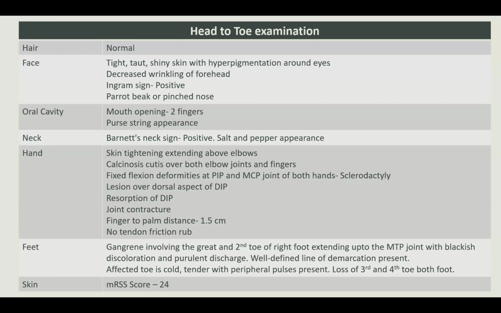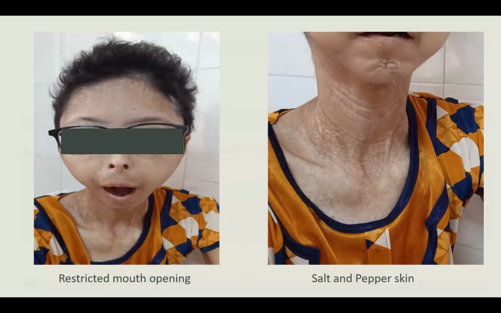Her finger to palm distance was 1.5 centimeter and there was no tendon friction rub. She had gangrene involving the great toe and the second toe of right foot, extending up to the MTP joint with blackish discoloration and purulent discharge, with well-defined line of demarcation present. Affected toe was cold, tender, and all peripheral pulses were present. She had lost her third and fourth toe of both feet. Her MRSS score was 24. Sir, these are her pictures.